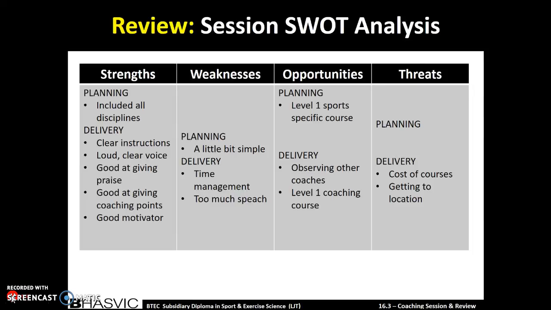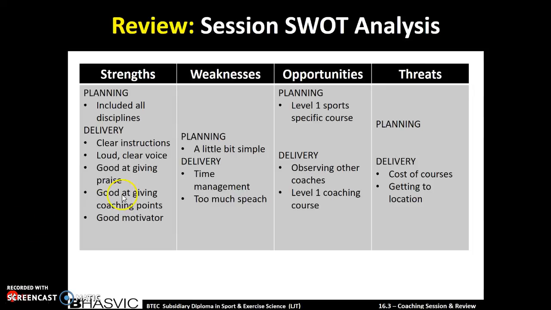Another strength when delivering my session was that I felt I was good at giving praise. I believe this also made me a good motivator within my session, because I would give praise to someone when they were doing the right technique which I had previously taught them during the session. When giving people praise who were using the correct technique, it encouraged others to do the same who perhaps weren't using the correct technique. So by praising people, I was also motivating people who weren't using the right technique to do it, so that they could be praised for it.